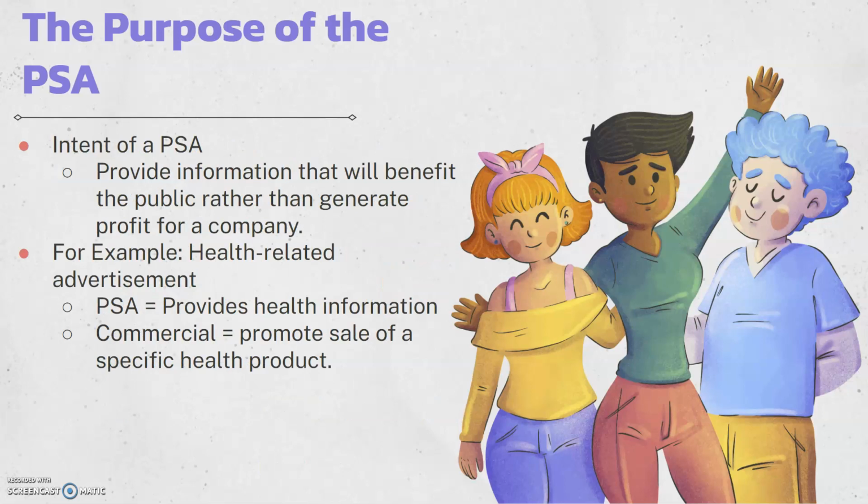An intent of a PSA is to give information that will benefit the public rather than generate profit for a company. So for example, if we're looking at a health-related advertisement, if it is a PSA, it provides health information. If it's a health-related advertisement and it's a commercial, it'll be promoting the sale of a specific health product. So sometimes you see commercials related to health advertisements, looking at different kinds of drugs or prescriptions people can go into if they're dealing with a health crisis.